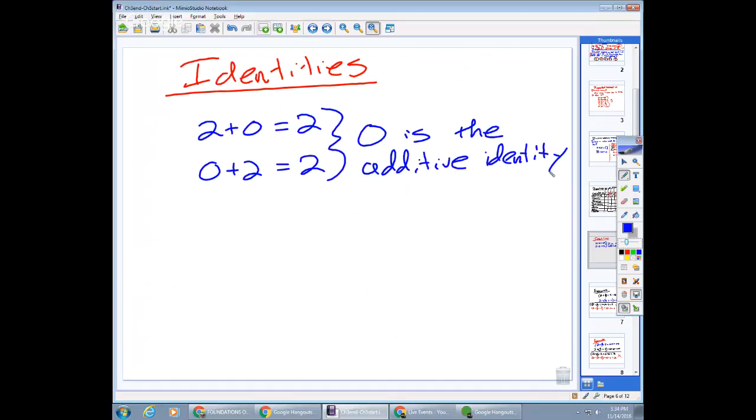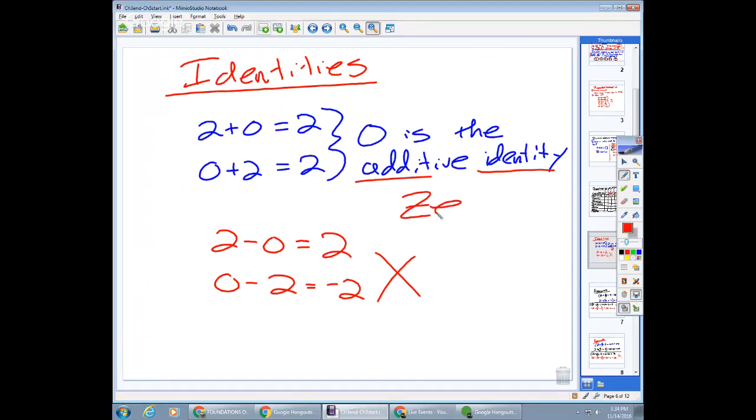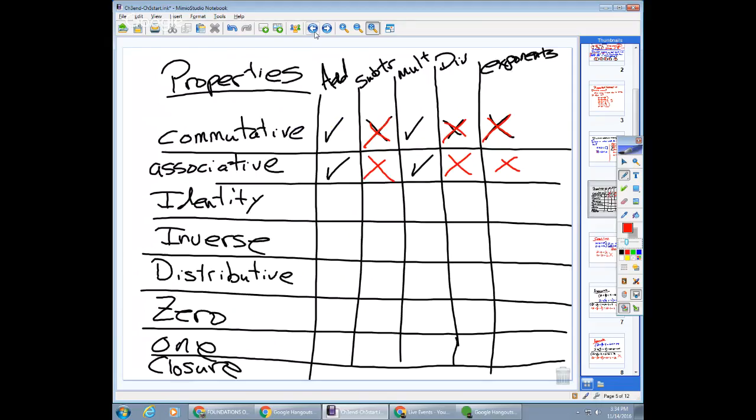Is there a subtractive identity? Answer's no. Although 2 minus 0 is still 2, the 0 minus 2 does not lead us in a good direction. So the identity applies to addition. What is the identity? It is 0. Additive identity is just another phrase for 0. So additive identity is 0. There is no subtractive identity.